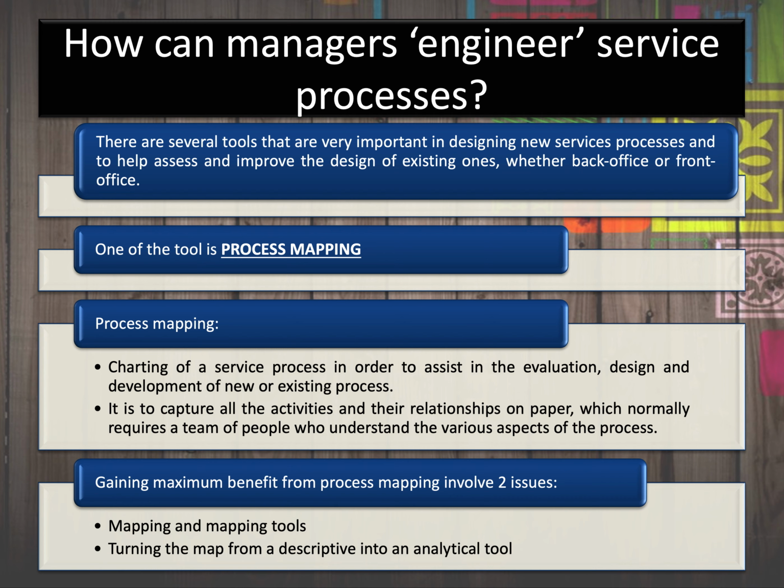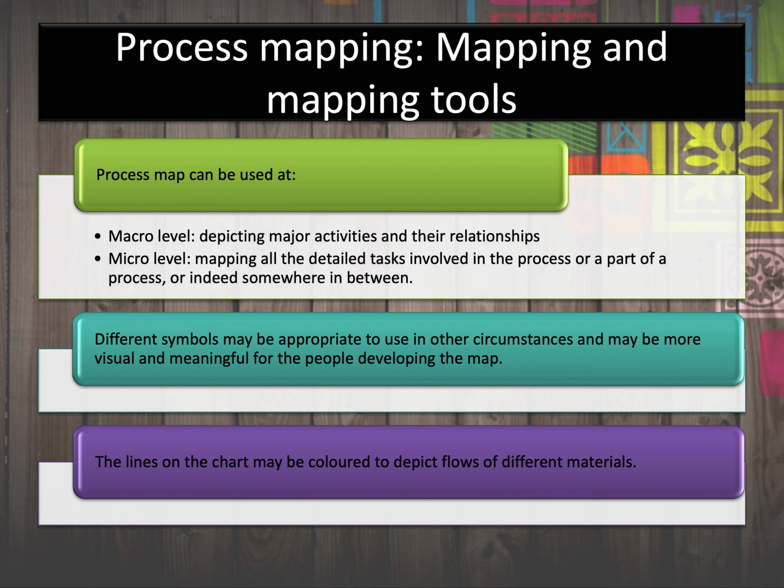So what you do in process mapping is you have to map all the service processes that the customer has to go through. The reason is that you want to change from the descriptive, meaning only reporting a certain thing, into an analytical tool whereby you can see in which area you can improve. Process maps can be used at two levels, either a macro level or a micro level.